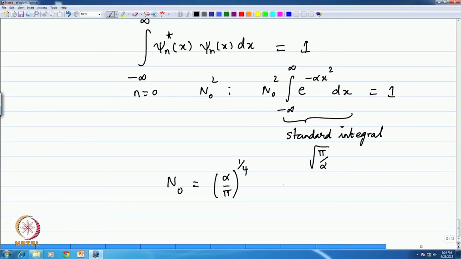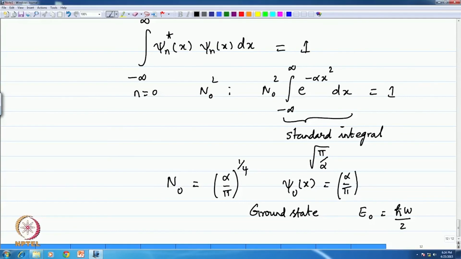Okay. Thus, psi 0, what is called the ground state wave function or the lowest energy solution, E0 is h bar omega by 2, because n plus a half will give you only half, n is 0. E0 is h bar omega by 2, and psi 0 of x is alpha by pi to the 1 by 4 e to the minus alpha x squared by 2.